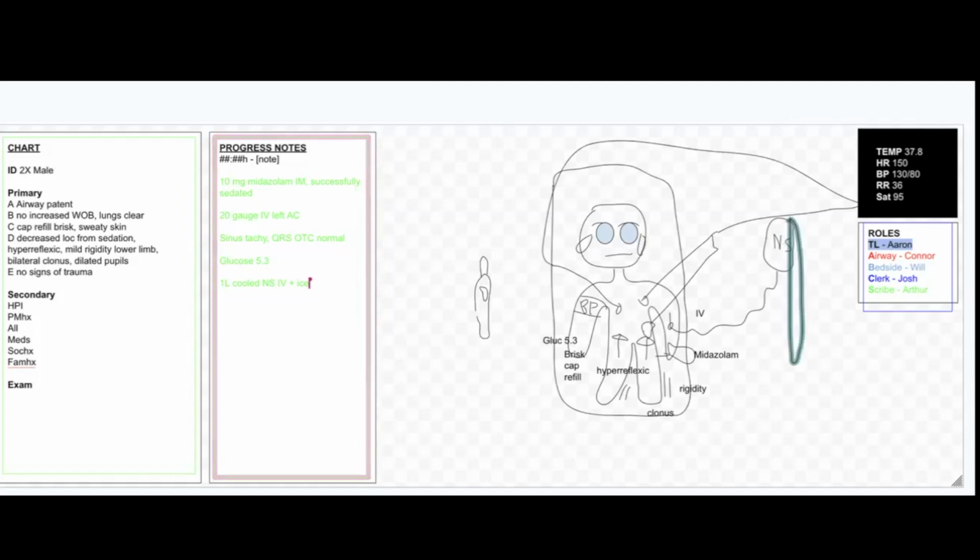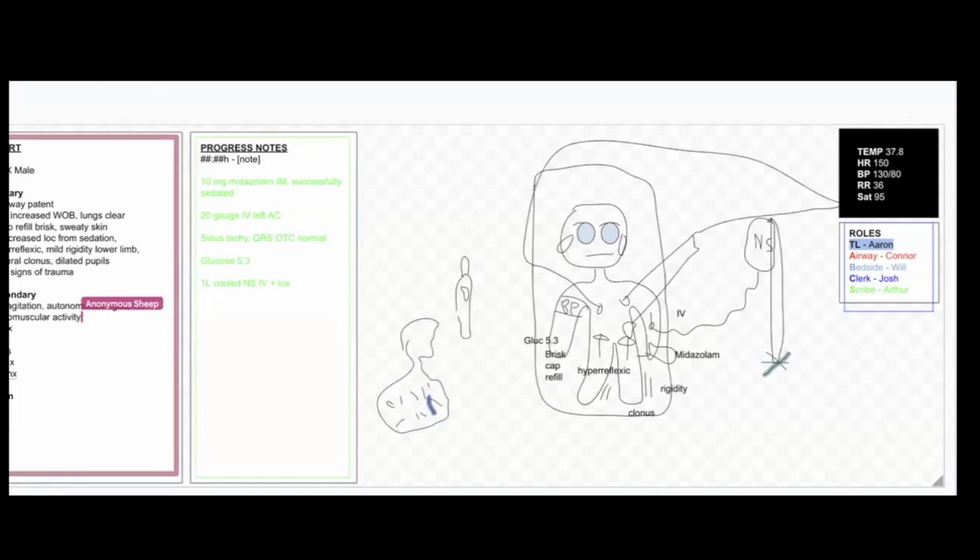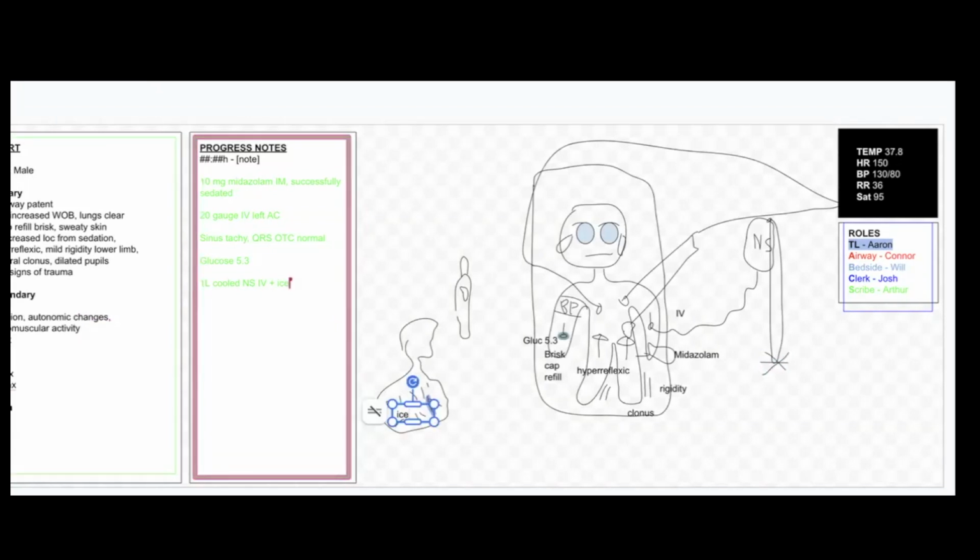Okay, so we are starting 1 liter cooled NS IV now. Got it. And we're grabbing some ice to bring to bedside. I can start a second IV too if you'd like, Aaron. Sure, thank you. I got one in now. Second IV in. Okay, yeah, your second IV is successful. The patient is starting to move again after the IV poke and is slightly getting more agitated.